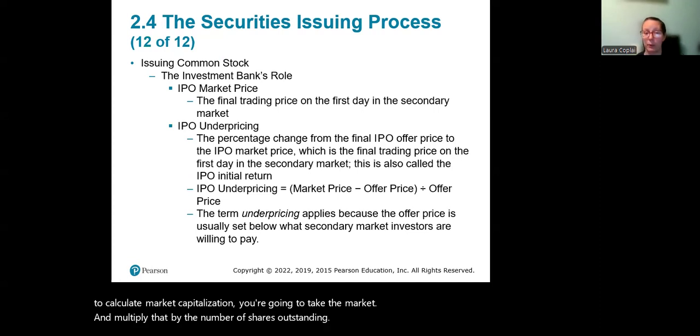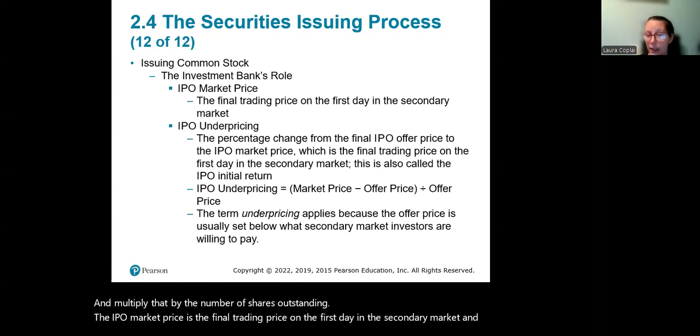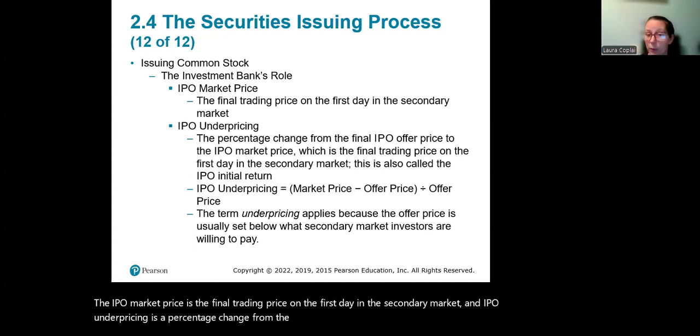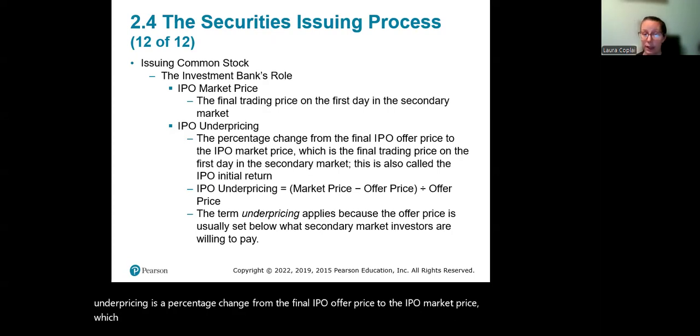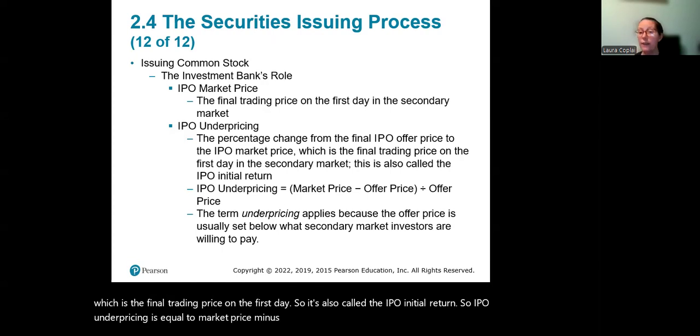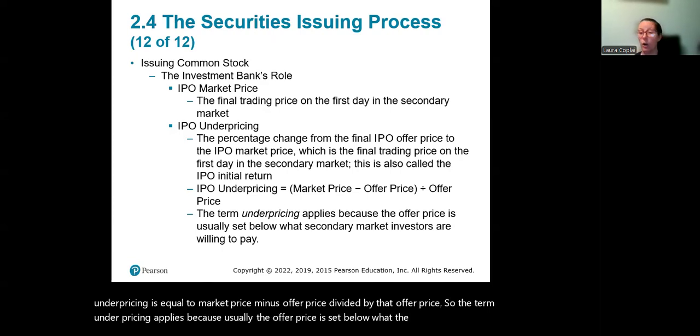The IPO market price is the final trading price on the first day in the secondary market. IPO underpricing is the percentage change from the final IPO offer price to the IPO market price, which is the final trading price on the first day. So it's also called the IPO initial return. IPO underpricing is equal to market price minus offer price, divided by the offer price. The term underpricing applies because usually the offer price is set below what secondary market investors are willing to pay.